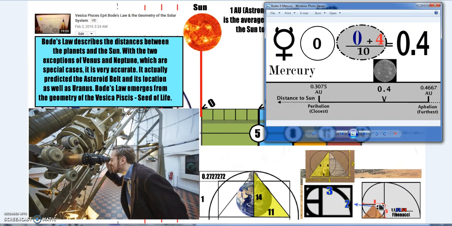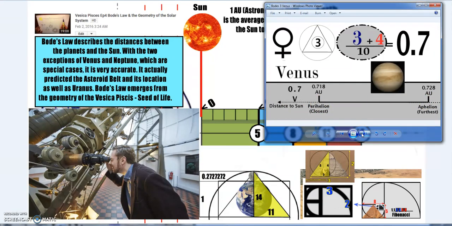So let's begin with Mercury. We begin with 0, so a circle. A circle has no corners. 0 plus 4 divided by 10 equals 0.4. Bode's law describes the position of Mercury. Now, the difference between the closest and the farthest point, so Mercury will be at this point.